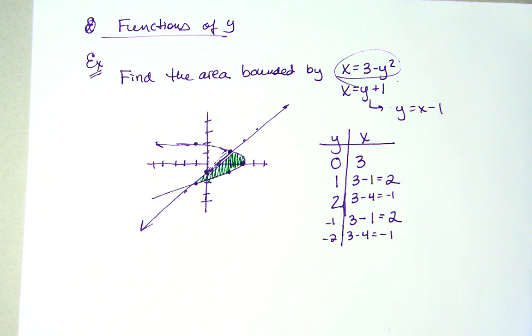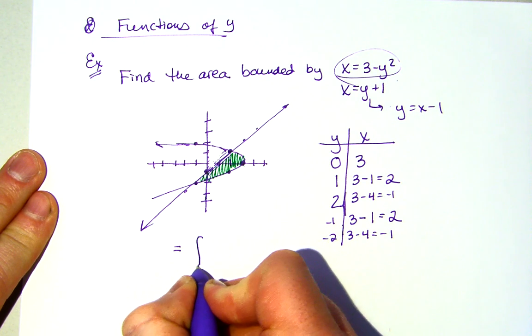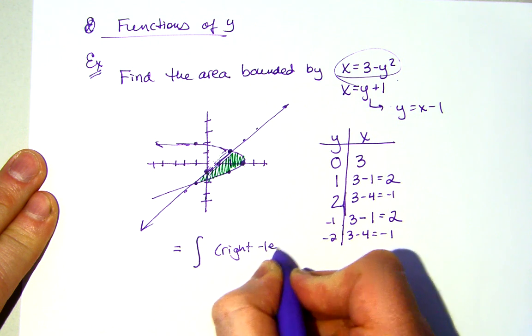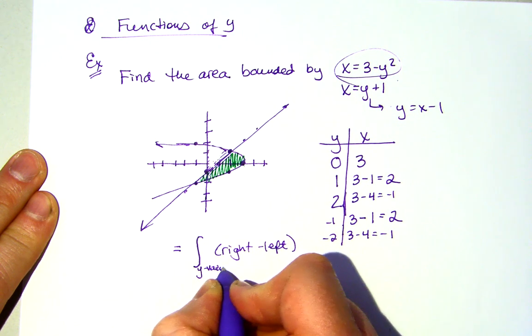When we have functions of y, the way we're going to deal with it is rather than top minus bottom and integrating over x values, we're going to do the right function minus the left and not integrate over x's, but integrate over y's. Let's do this one, and then I'm going to write out the rule in general for this. This is going to be the integral of the right minus the left, and I'm going to integrate over y values over here.